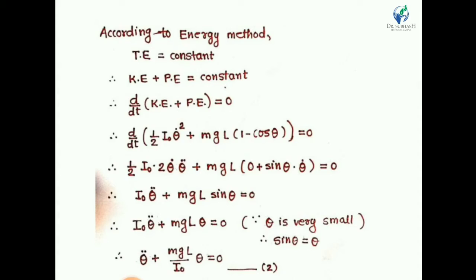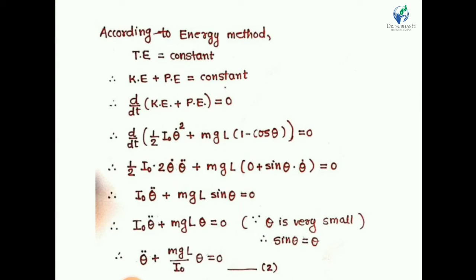If we differentiate, the 1 by 2 IO is constant. The differentiation of theta dot square is equal to 2 theta dot into theta double dot, plus mgl is constant. The differentiation of 1 is 0, plus the differentiation of minus cos theta: cos theta differentiates to minus sin theta, so minus minus plus, so sin theta into the differentiation of theta, which is theta dot. So here we take theta dot common in these two terms.